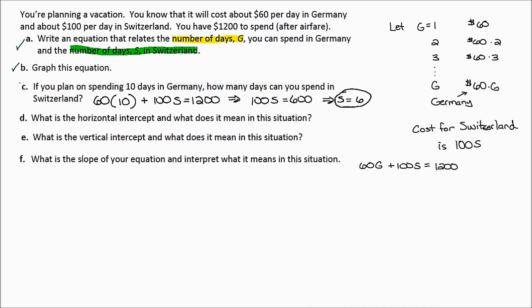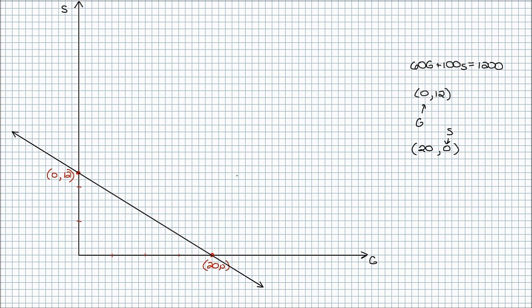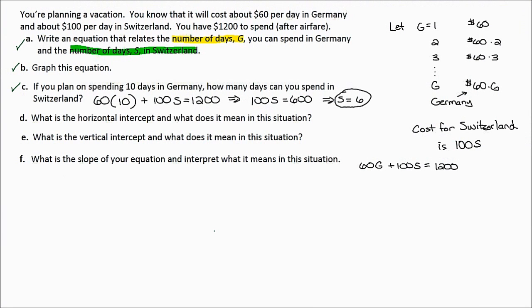What's the horizontal intercept and what does it mean in this situation? And now I'll go ahead and go back to that graph. The horizontal intercept is the one right here. It's the one that's actually on the horizontal axis, right? And that tells me, first of all, the horizontal intercept itself is 20, 0. Well, let me write that in. So the horizontal intercept is, sorry, I have to find my pen here, 20, 0. And what does it mean? Well, it means that if I spend 20 days, remember our horizontal variable is g, it means if I spend 20 days in Germany, I'm not spending any days in Switzerland.